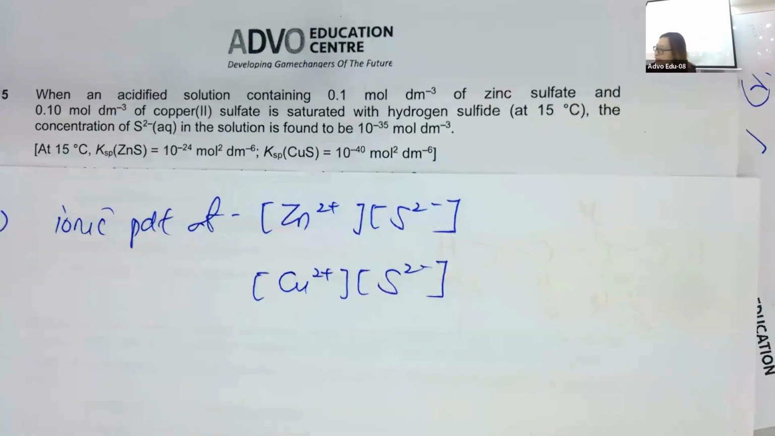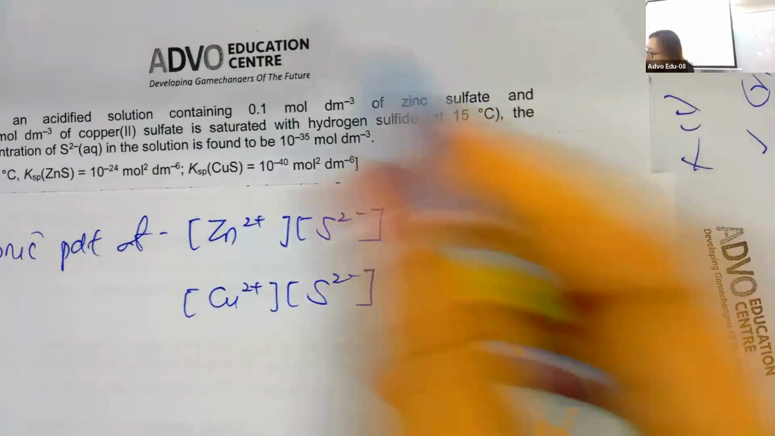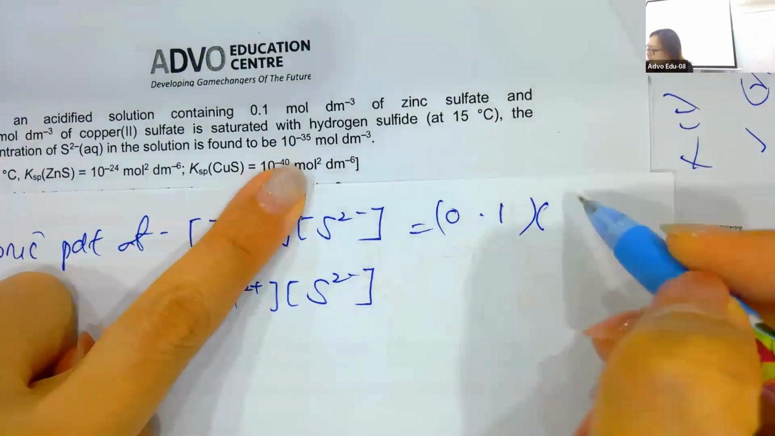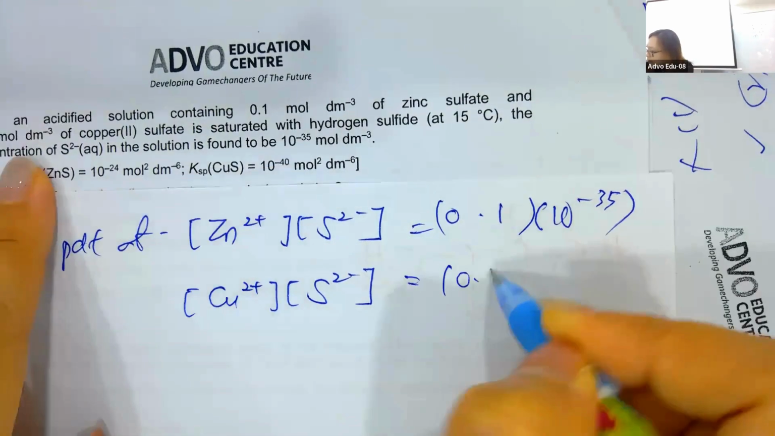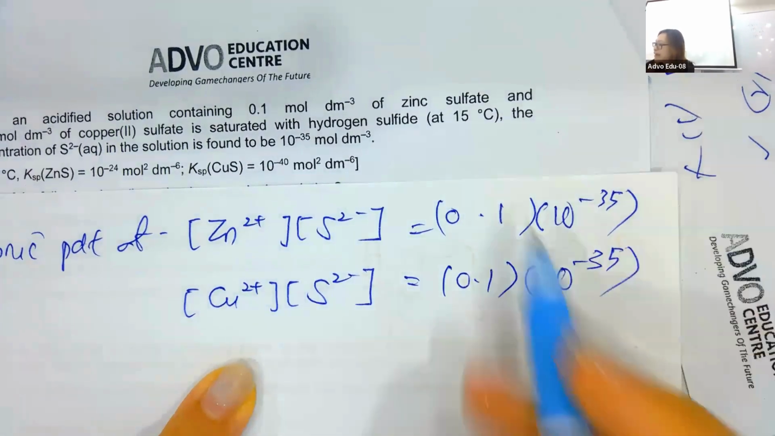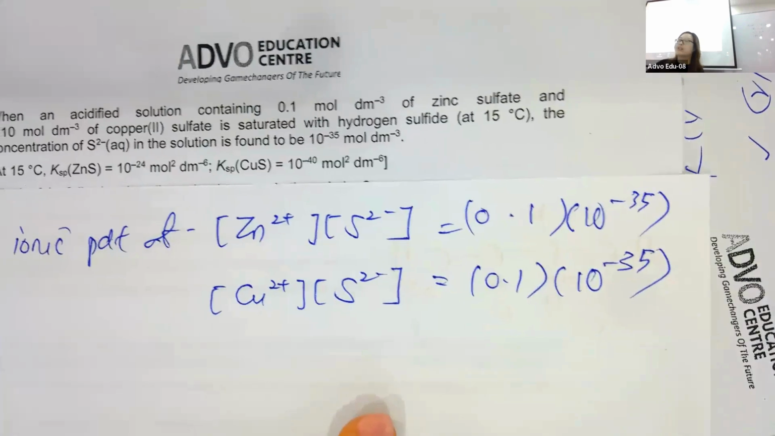Okay. So based on this one here, your zinc 2+ here is what? 0.1 mole per dm cube. Your S2- is 10 power minus 35, and it is the same value as the copper. Then you compare the IP individually with the respective KSP. That's all. Okay.